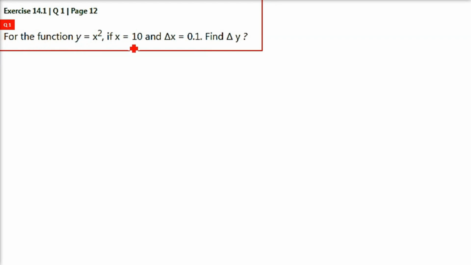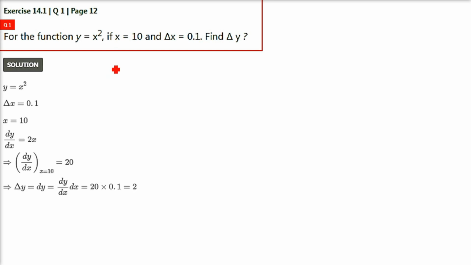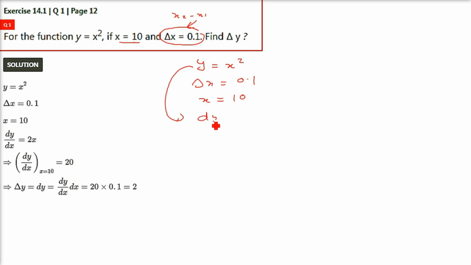So this is the question where we will prove this algorithm also. We have a function y equals x square. If x is equal to 10, delta x is equal to 0.1. Find delta y. If you understand this very well, you will be able to solve all the questions that come in your examination. This is a very important topic. So y is equal to x square is the function. The change in x is 0.1, so delta x is 0.1. And it is given that the starting value of x is 10.